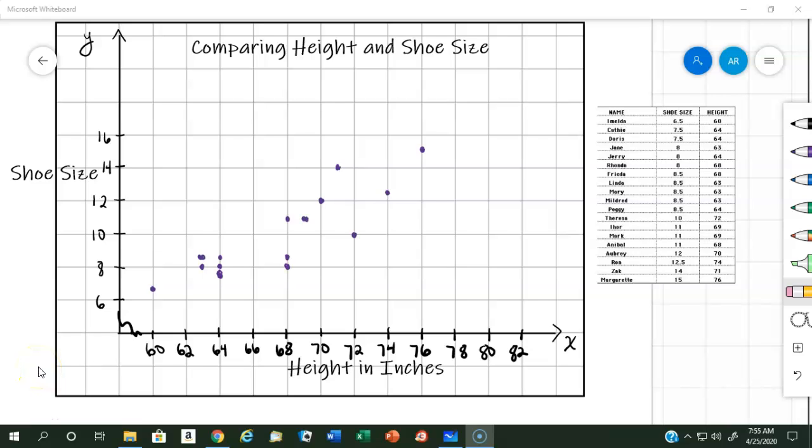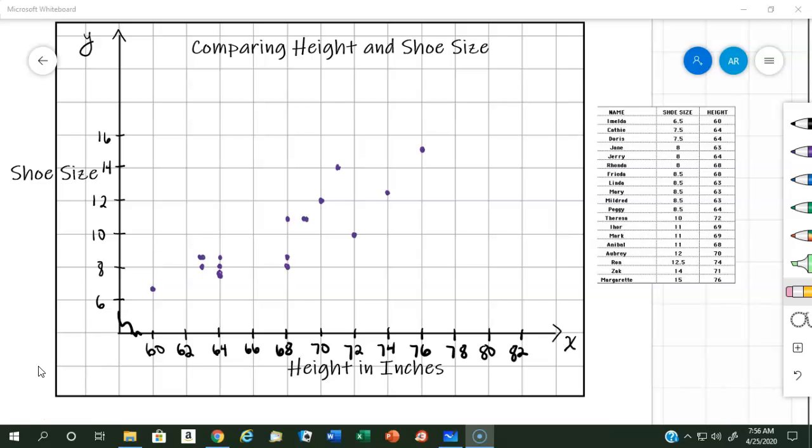So why use scatter plots? When we use a scatter plot, we're looking to decide if there's a relationship between two different pieces of data. So here we're looking at comparing heights and shoe sizes. And so we have a data table that has a listing of people and their shoe sizes and heights. And we went ahead and plotted those.